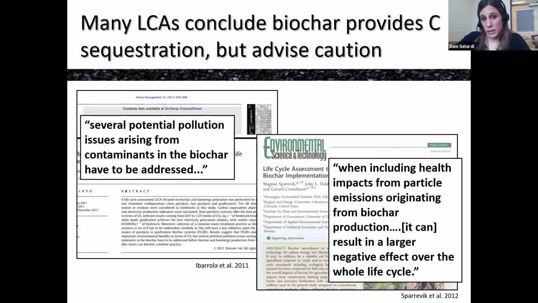There is a lot of literature concerning life cycle assessments on biochar. These are models which tend to include all of the inputs and outputs of a system to really get at where the hot spots are along a product's entire life cycle. And a lot of LCAs find something similar, which is that biochar could do a lot to help us meet climate change mitigation goals. However, a number of these LCAs do point out that there are potential pollution or contamination issues from biochar that need to be addressed before we can recommend it be applied widespread in working lands.